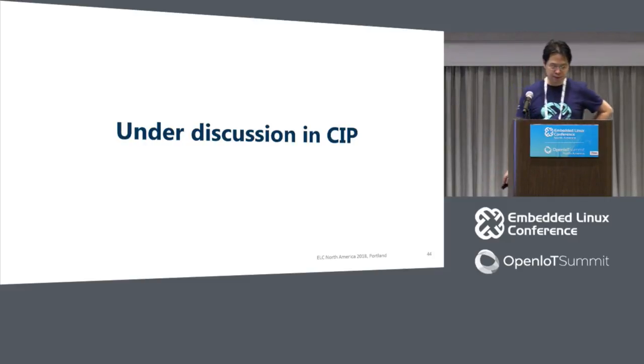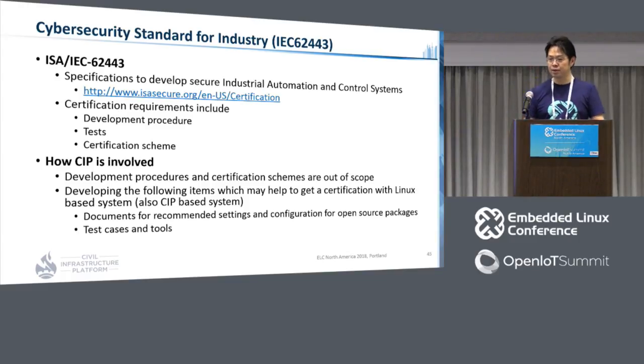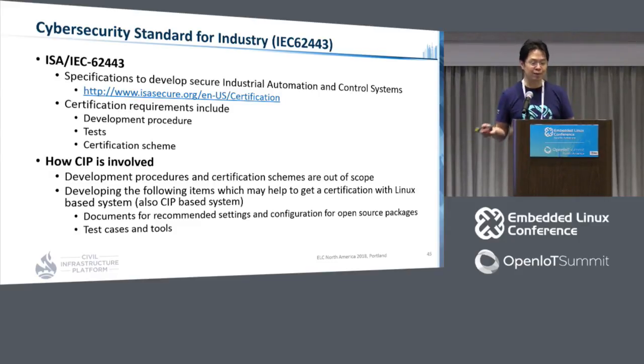The other stuff under discussion in CIP is that we have now started considering cybersecurity standards. IEC 62443 is a cybersecurity standard which includes many specifications to develop secure industrial automation and control systems. This standard actually defines the processes to develop secure products. In this process, the specification also requires lots of tests. But currently, no standardized test cases are available, and we also would like to have this kind of certified product, but we still haven't studied how to get our product ready for the cybersecurity standard.